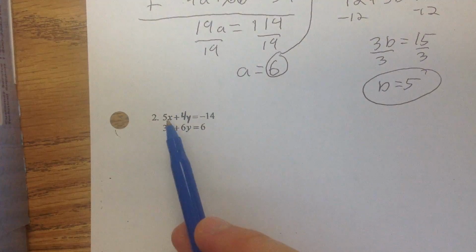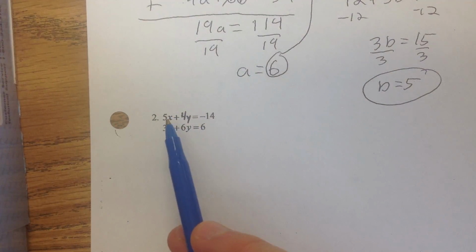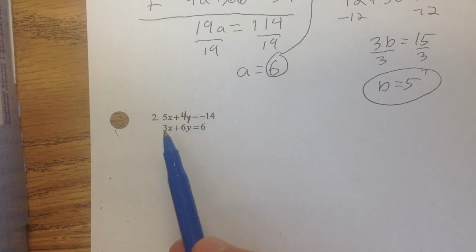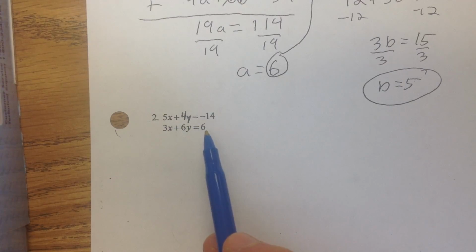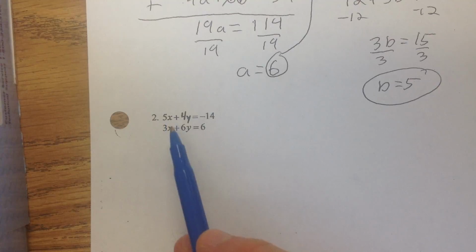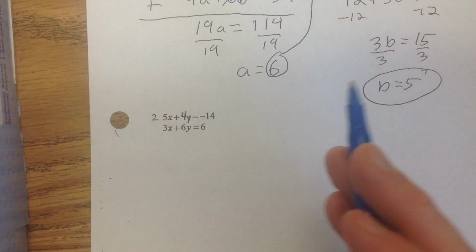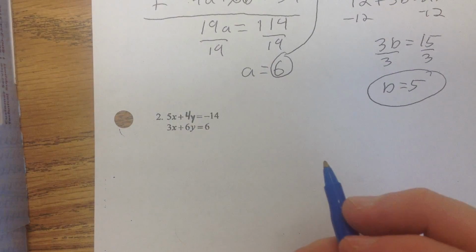All right, so again, we've got two equations, 5x plus 4y equals negative 14, 3x plus 6y equals 6. Again, you're not seeing any opposites. 5 and 3 aren't going to cancel out. 4 and 6 aren't going to cancel out. So we have to create our opposites.